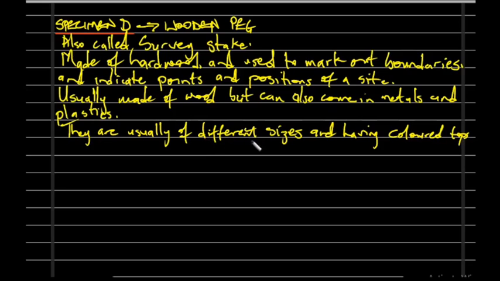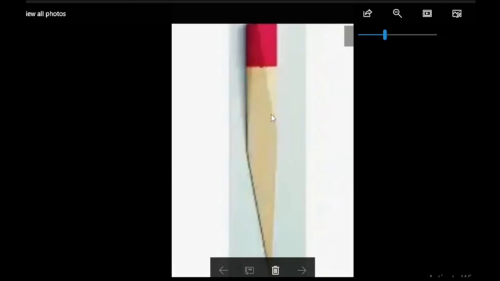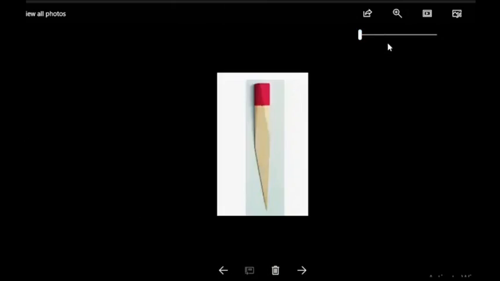They are usually of different sizes and often have colored tops. So we could have them looking like this. This is an example of what we refer to as a wooden peg. You can see the top of it here having a red color, so it makes it visible from afar when you have struck it into the ground. So this red patch here makes it visible from afar. That is what the peg is made of, and that is what it is used for.